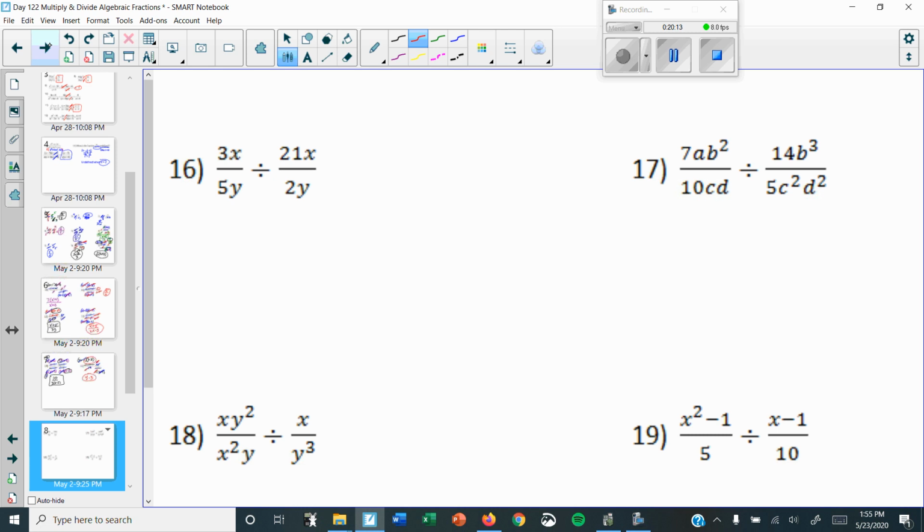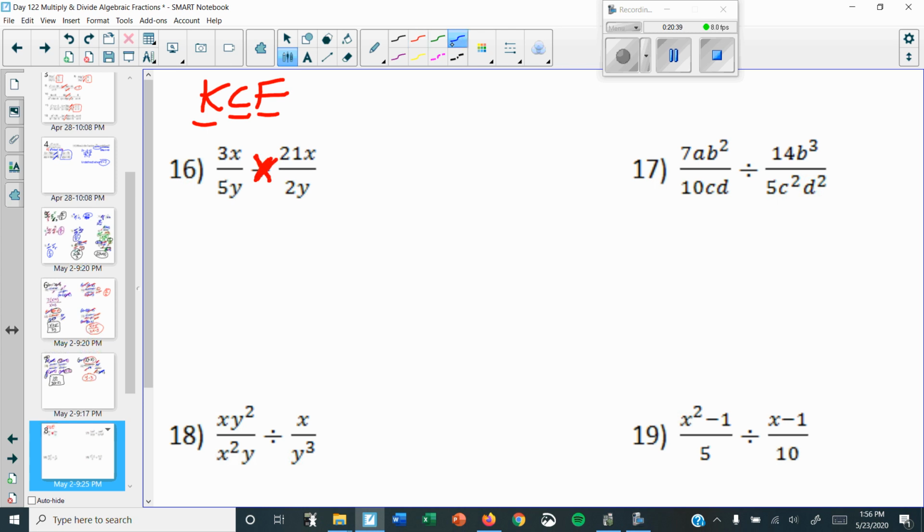Okay, so now we start division. So if you remember from 6th grade, remember the thing that sounded like chicken? And I know you're like, what? Chicken? Yes, not KFC. KCF. Remember that? Keep, change, flip. So you're going to keep the first fraction. So 3x over 5y stays the same. You're going to change the division into a multiplication sign.